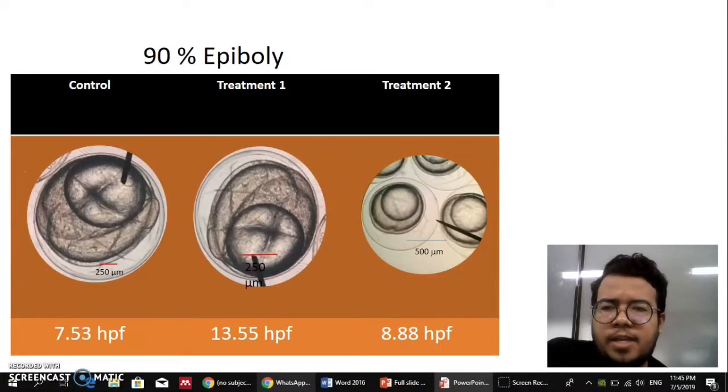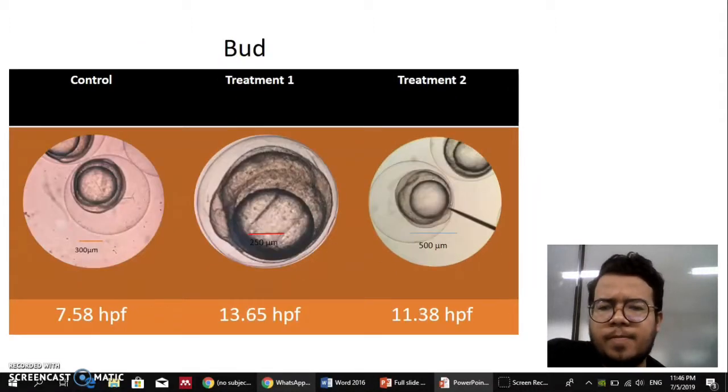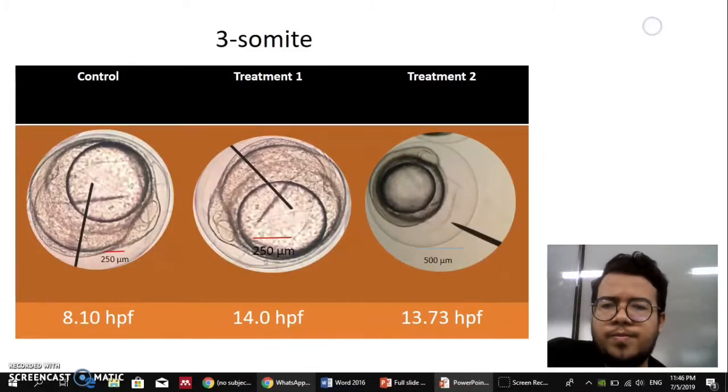For 90% epiboly, we can see that treatment 1 still has the longest time to go to the next stage, while control and treatment 2 have quite the same time. For bud, we can see that treatment 1 has the longest time to achieve it, while treatment 2 is second, and the fastest one is control.